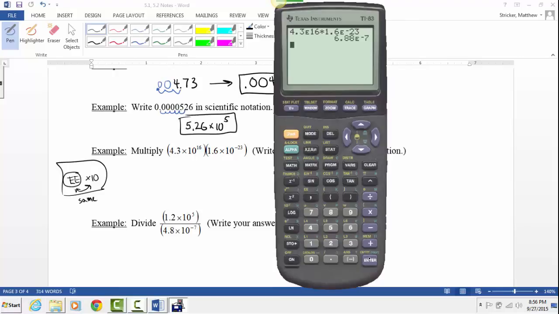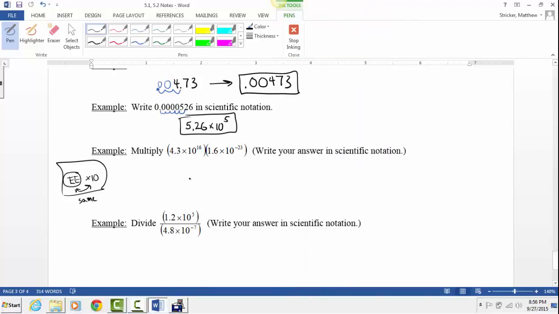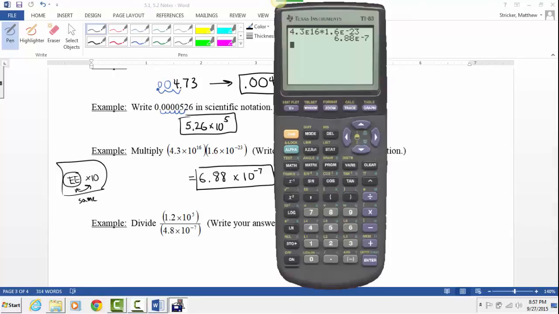So this is going to look like 6.88 E to the negative 7. Remember that means times 10 to the negative 7. So this is going to be 6.88 times 10 to the negative 7. Nice to be able to let your graphing calculator do that for you. I can also do division with the graphing calculator. So I can do this next example.